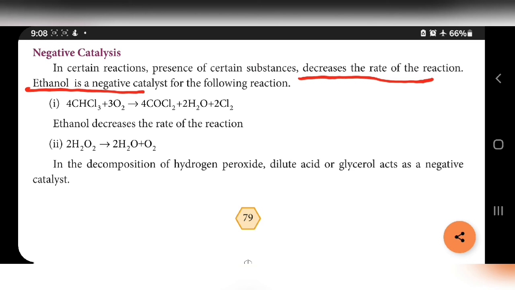Like that, second example, decomposition of hydrogen peroxide, that is H2O2. H2O2 decomposes into water and oxygen. In this decomposition of hydrogen peroxide, dilute acids or glycerol act as a negative catalyst. That means dilute acid or glycerol reduces the rate of this reaction. So this is the example for negative catalysis. With this equation we will conclude this video. Remaining we will continue in our next video. Thank you.